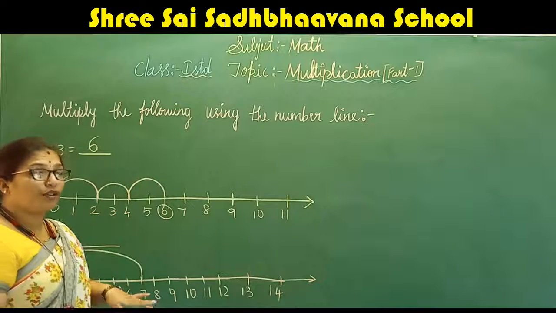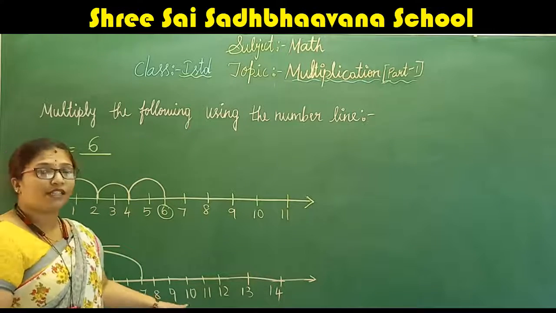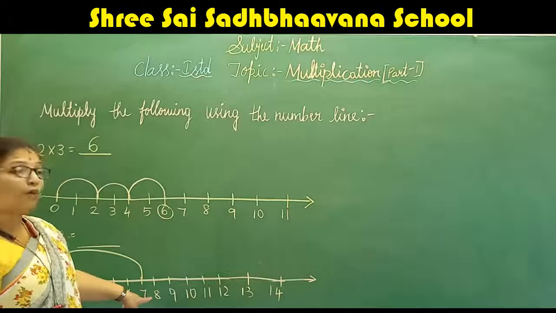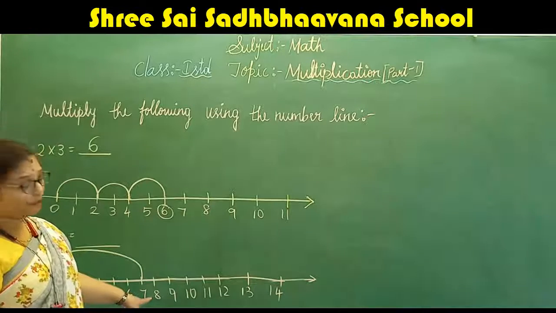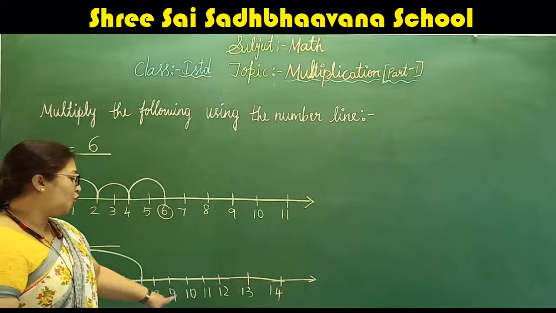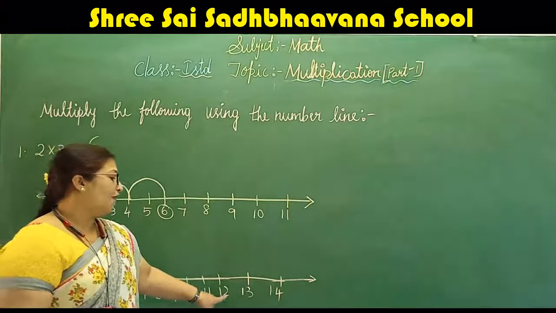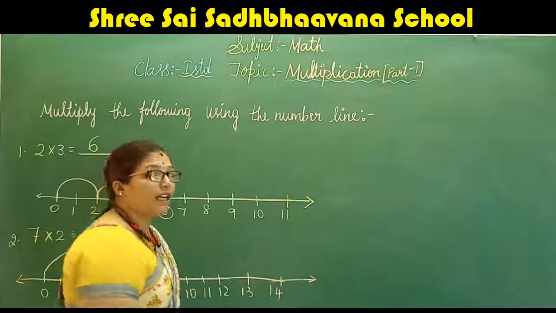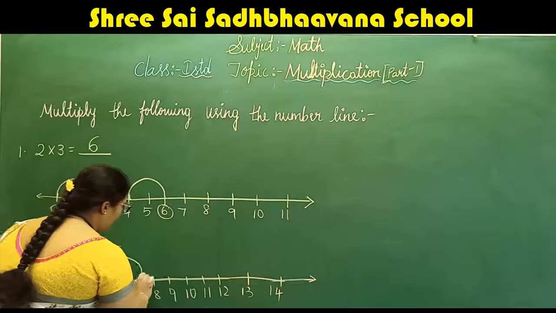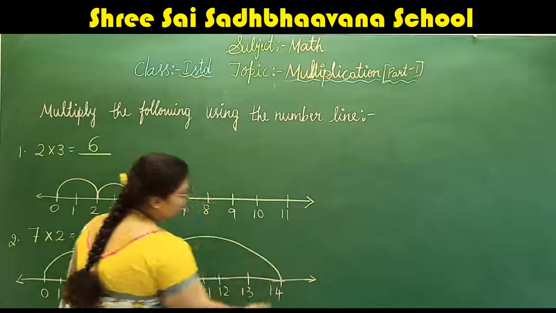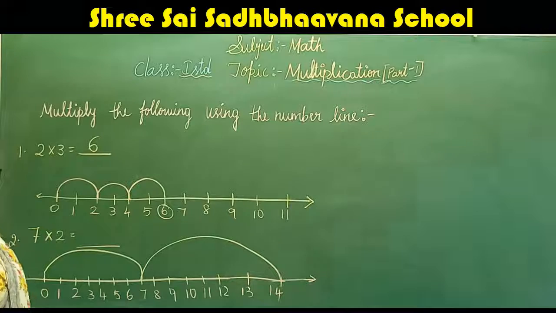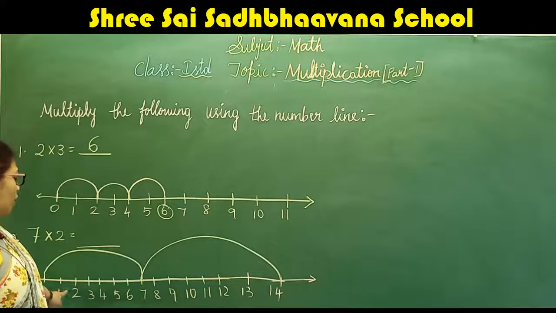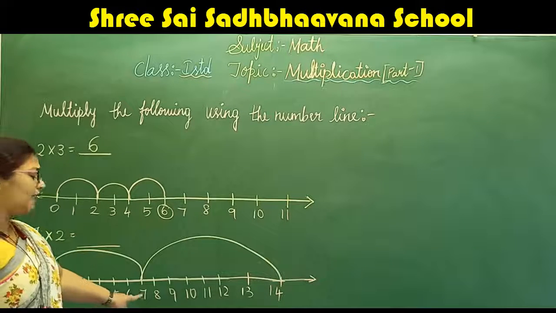So you don't count the number that is there. So what number do you have to count? 7 numbers, right? 1, 2, 3, 4, 5, 6, 7. 7 number again means where you have to put? To 14. Understood, children? So 0, 1, 2, 3, 4, 5, 6, 7.